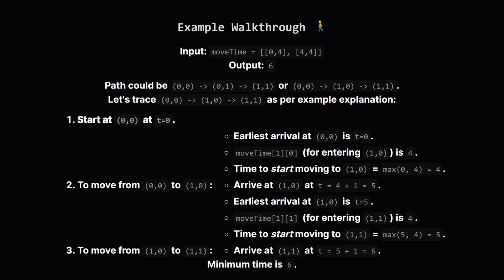It takes 1 second to travel, so we arrive at (1, 0) at time 4 plus 1 equals 5. Now we're at (1, 0) at time 5. We want to go to (1, 1). The move time to enter room (1, 1) is 4. We arrived at (1, 0) at time 5. So the earliest we can start moving towards (1, 1) is max(5, 4), which is 5. Travel takes 1 second, so we arrive at (1, 1) at time 5 plus 1 equals 6. And that's our destination, so the minimum time is 6.